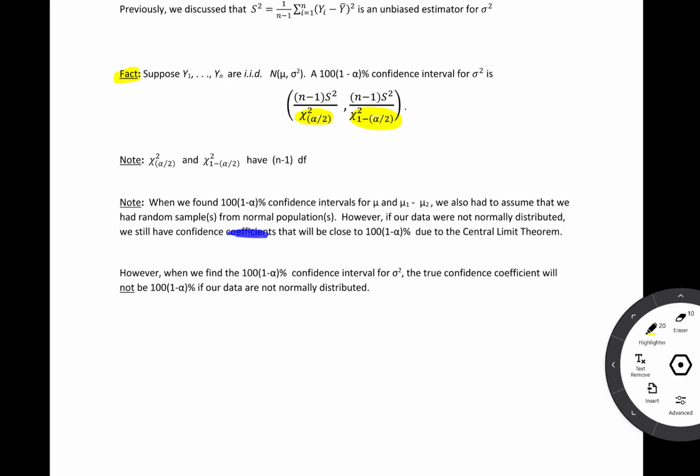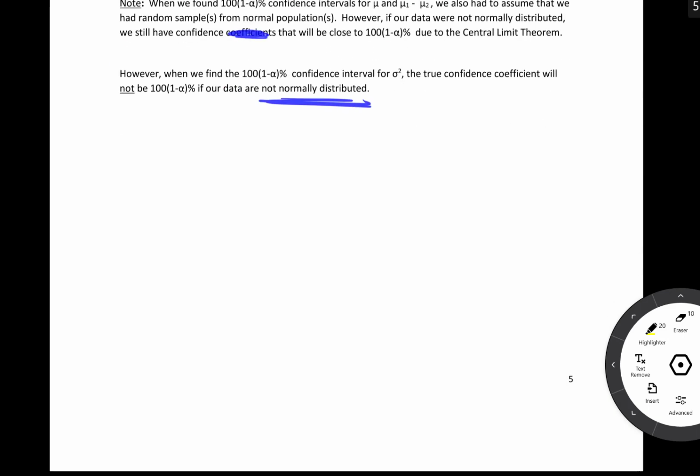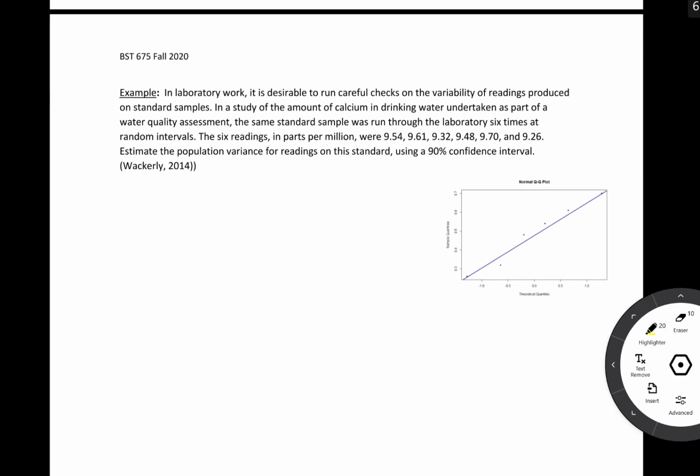Now, when we find confidence intervals for sigma squared, though, the true confidence, and again, I just want to get rid of the coefficient there. Actually, in this sentence, I think it's fine. The true confidence will not be that 100 times 1 minus alpha percent if our data are not normally distributed. So we have to have that normally distributed assumption here when we look at confidence intervals for the population variance. All right, so let's look at one example here.